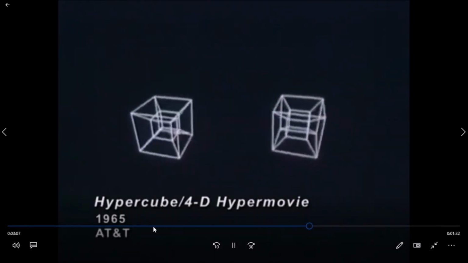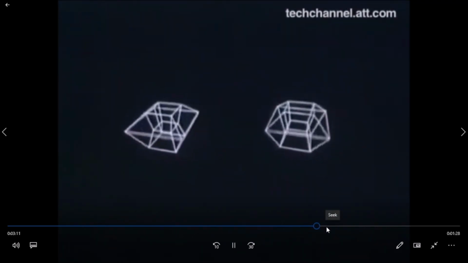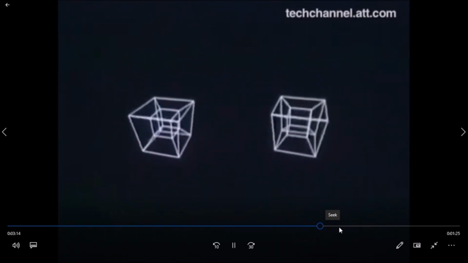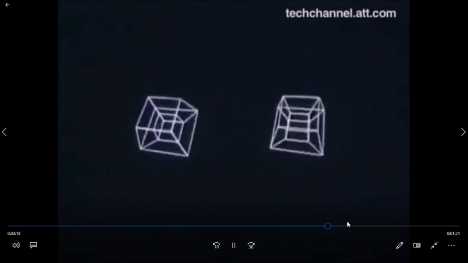Hypercube, 1965. This is AT&T. Okay, Hypercube, 1965. A lot of you are into computer graphics. Please let me know down below your experience with the earliest computer animation you came across.